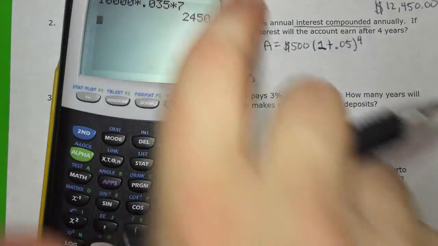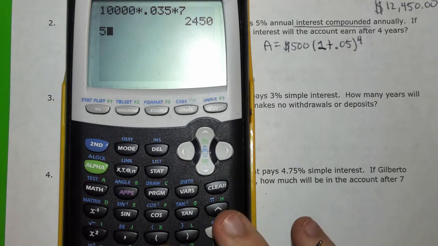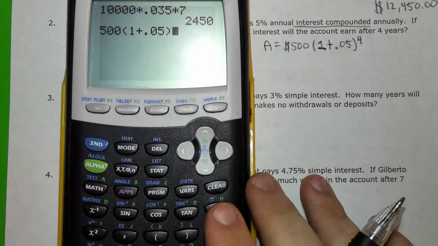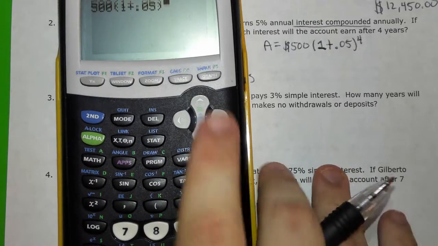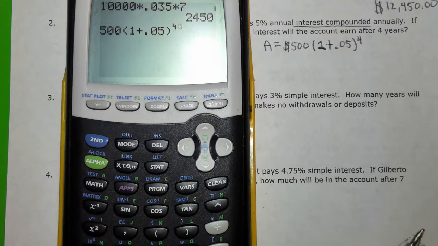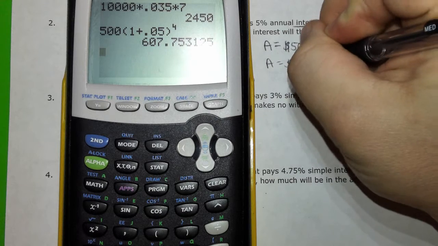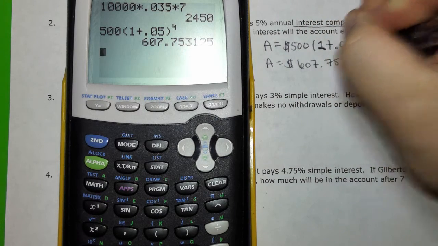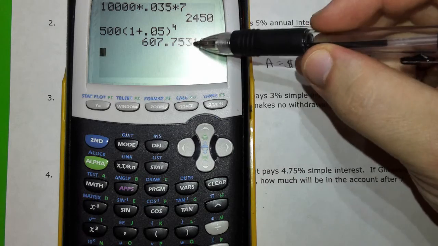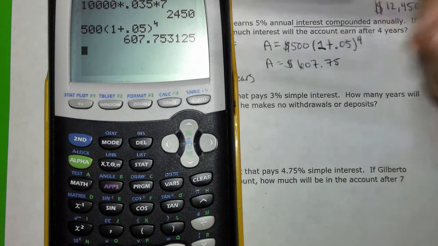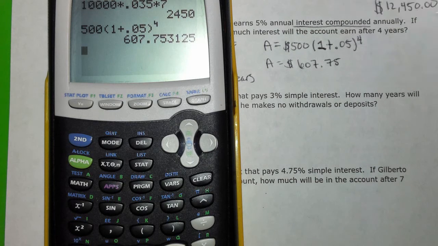Okay, and so when I go on my calculator, I'm going to go 500, parenthesis 1 plus 0.05, close parenthesis, and I'm going to click this little arrow here. I'm going to go to the 4th power. Okay, and so I get $607.75 because money we would round down, and money only goes to cents. It doesn't go to the thousands place. So I'd go $607.75.